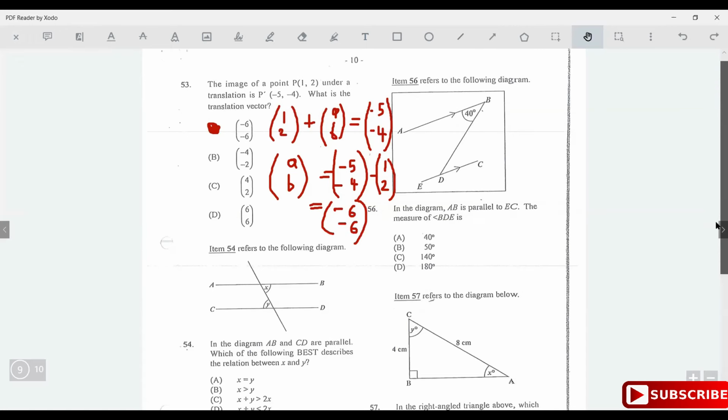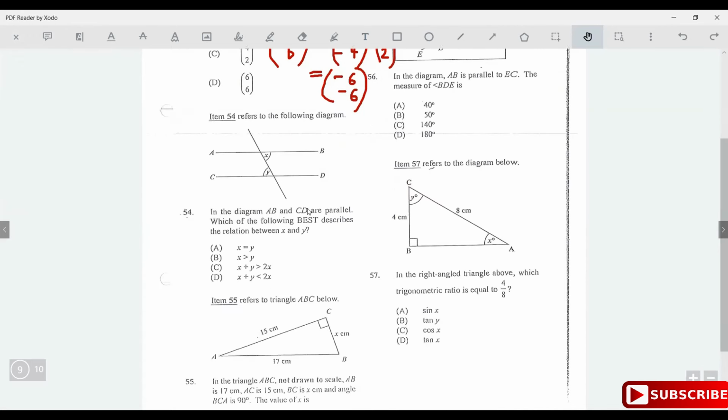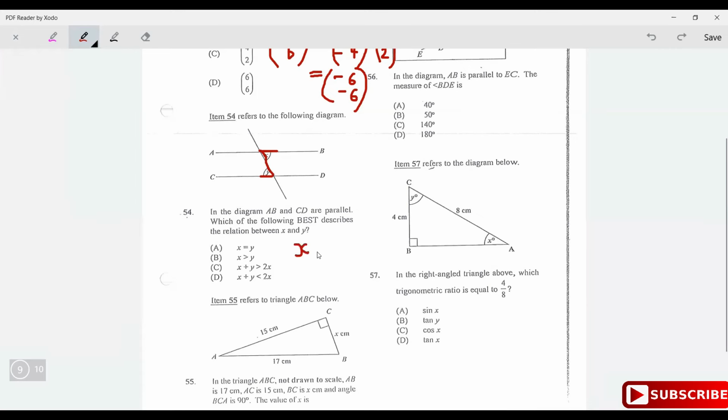Question 54. It says in the diagram AB and CD are parallel, which of the following best describes the relationship between X and Y? Since AB is parallel to CD, this line is a transversal line, and so angle X is equal to angle Y by Z angles. This is Z angles form. I just want to put the Z, and so angle X is equal to angle Y, and that's by Z angles. Z angles are equal.